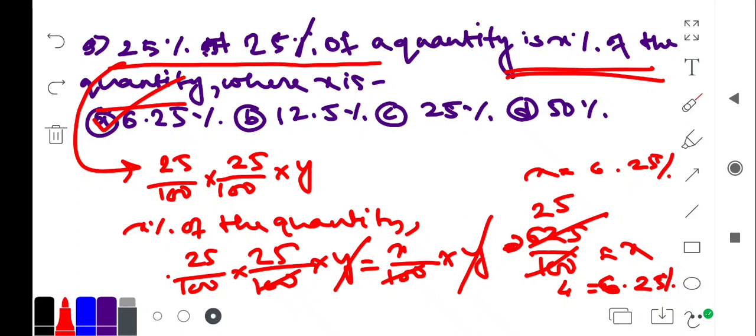Equal to what? That is x% of this quantity. Quantity means y. That is, x percentage means x by 100 into y. And that should be equated, because it is given that 25% of 25% of the quantity is x% of the quantity. So 25 by 100 into 25 by 100 into y equals x by 100 into y. So by this way you get x equal to 6.25%. Option A is the correct answer. Okay.